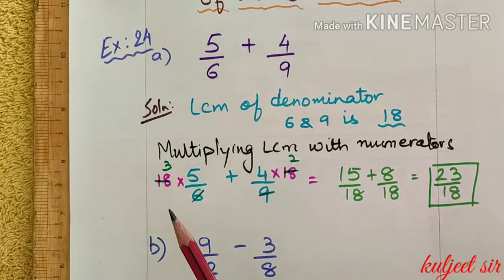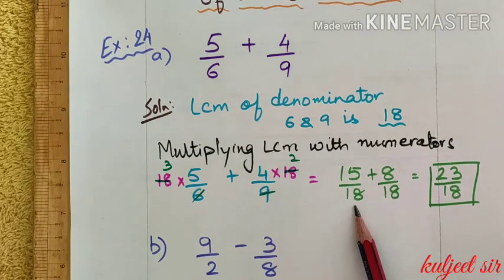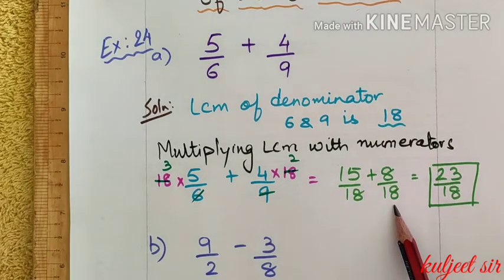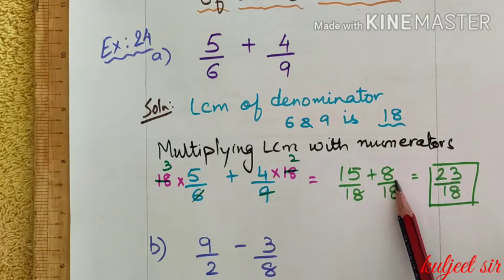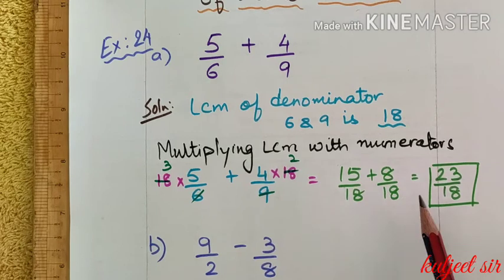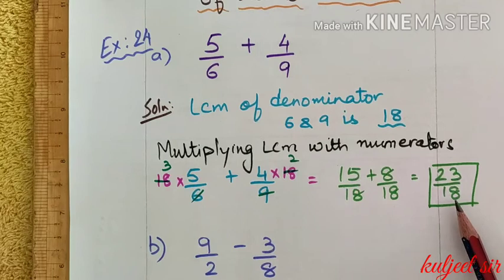In the next step, 5 threes are 15, so 15 upon 18, and 4 twos are 8, so plus 8 upon 18. Now we will add up the numerators because the LCM is the same, the denominator is the same. 15 plus 8 will give us 23, and then we can write it as 23 upon 18.